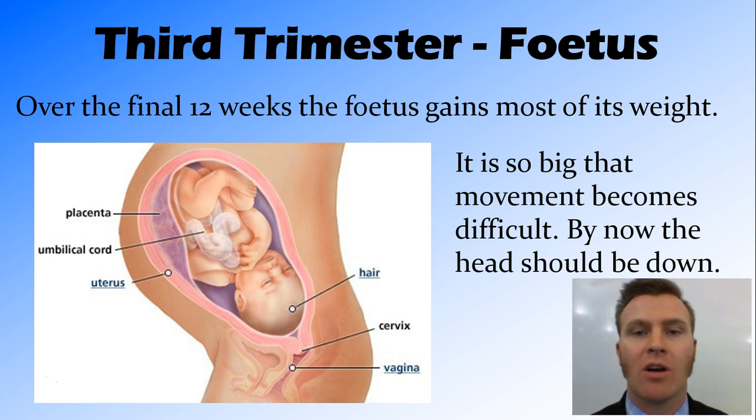By the third trimester, the fetus is gaining most of its weight. Lots and lots of weight is gained at this time. Most of the growing and development is done, and it's just putting on weight. By this time, it is so large and cramped inside the uterus that it's difficult for movement to occur. So hopefully by this stage, the head is down near the cervix, because if the baby's the wrong way around at this stage, it can be very hard for it to turn ready for birth.